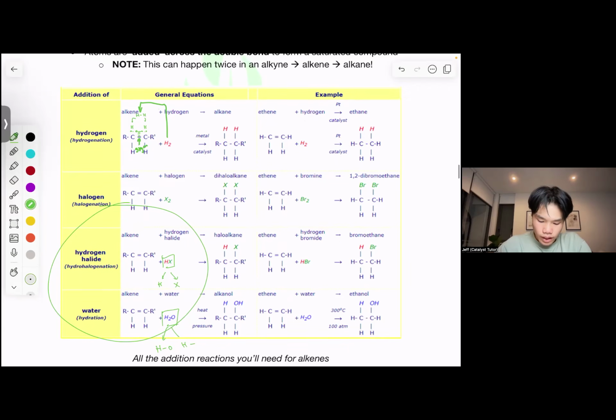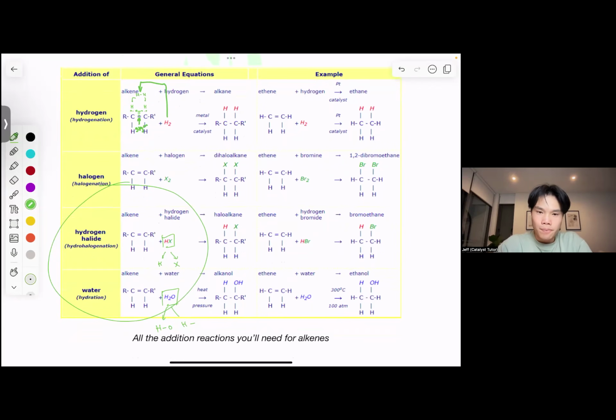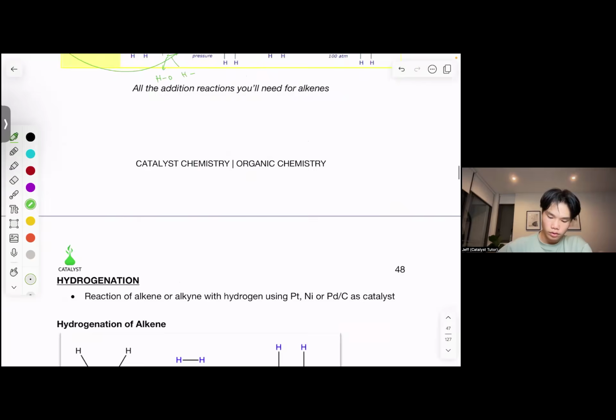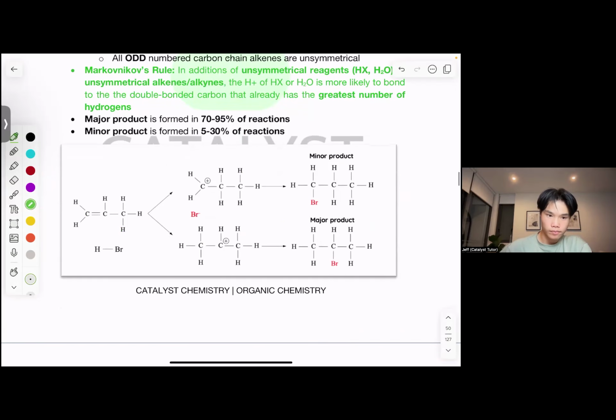Okay. And Markovnikov's rule. Do you want to type up what Markovnikov's is, Zion, just so everyone in the chat has it? What is Markovnikov's rule? Rich get richer. I guess that's one way to remember it.